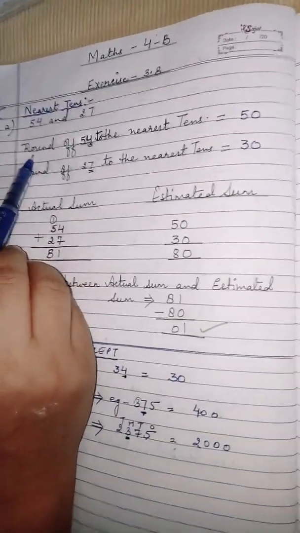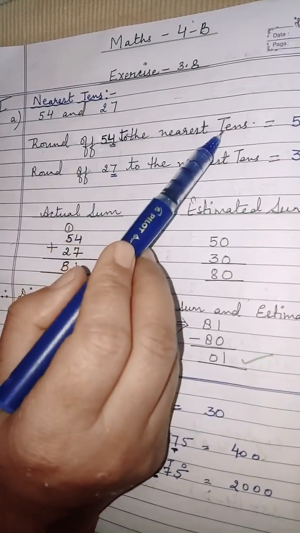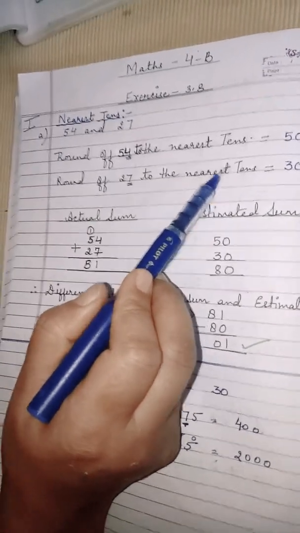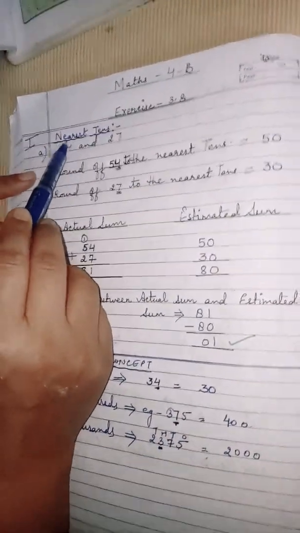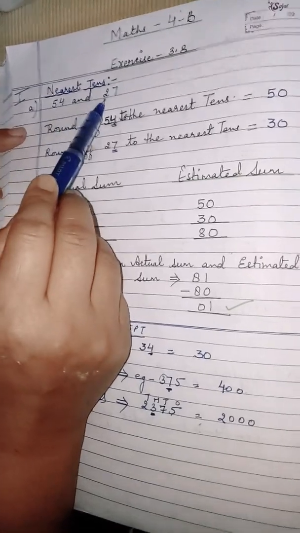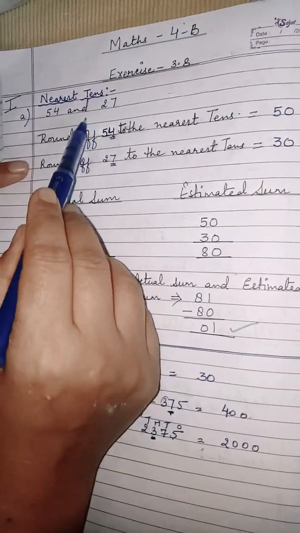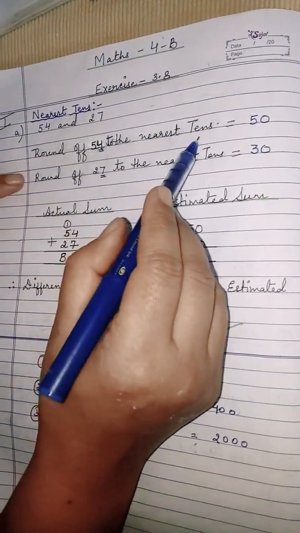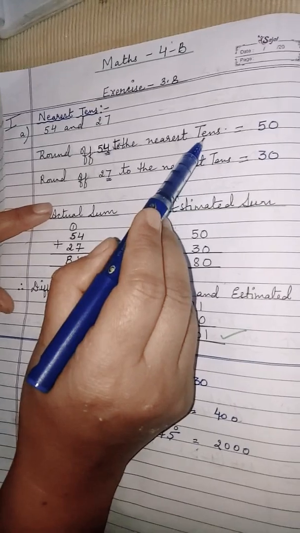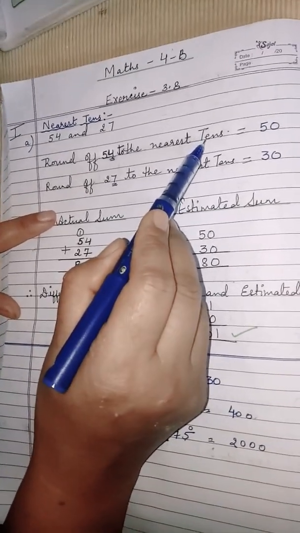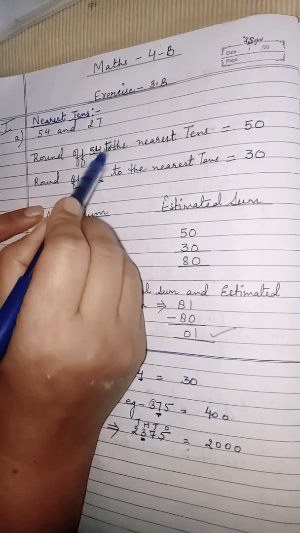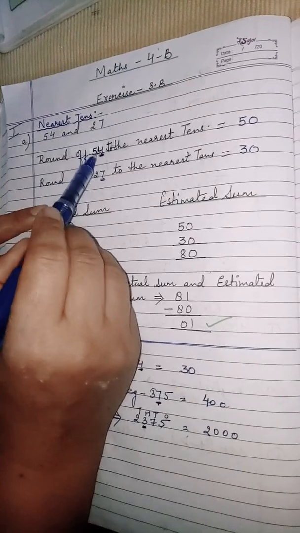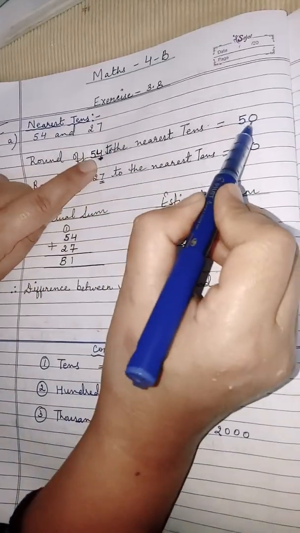So I'll write like this: round off 54 to the nearest tens, round off 27 to the nearest tens. That means the actual numbers given in the question are 54 and 27. Now we are rounding off each number to the nearest tens. I told you the steps. We are rounding off to the nearest tens, so we'll underline the digit which is given at the ones place, because what comes before tens? Ones. So I have underlined this 4 and I will place a 0 for this 4.